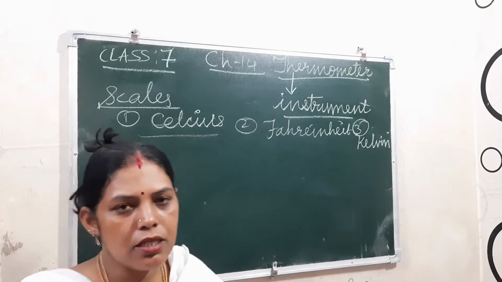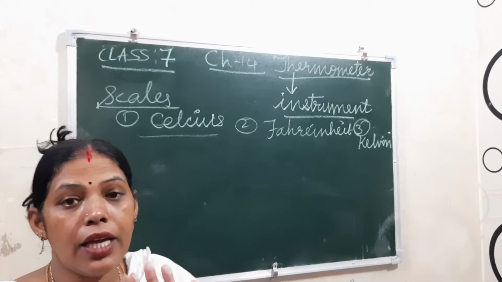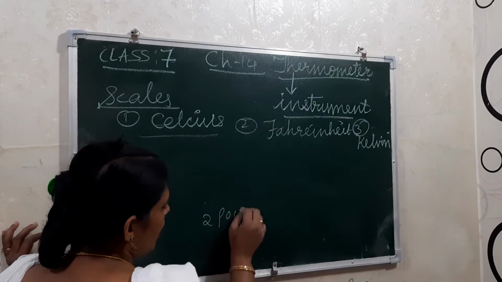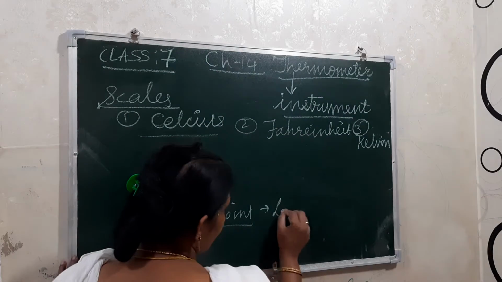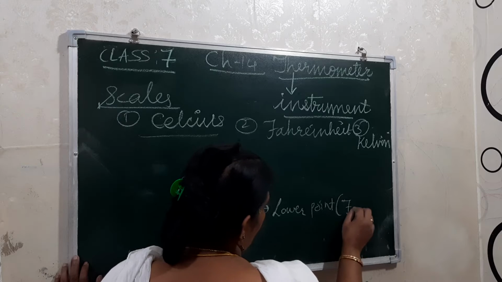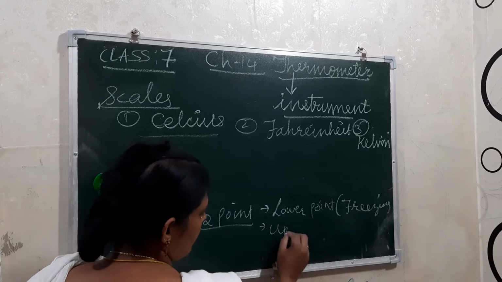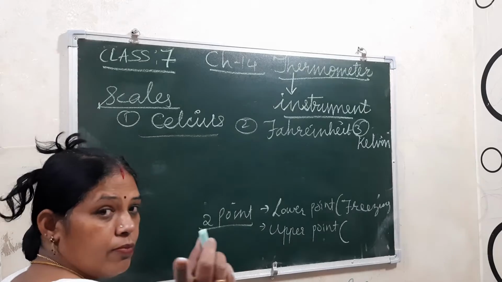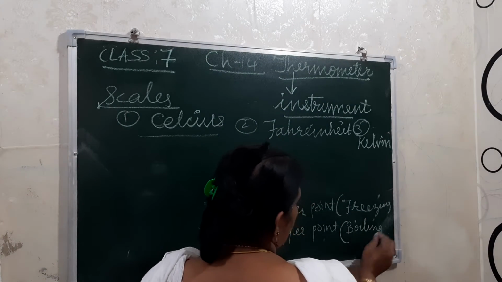Here see, for Celsius, I will show the thermometer together. In Celsius, the scale is actually measured by 2 points. What are the 2 points we have to keep in mind? One is the lower point, that is known as the freezing point. And another one is the upper point, upper reading, that is the boiling point.